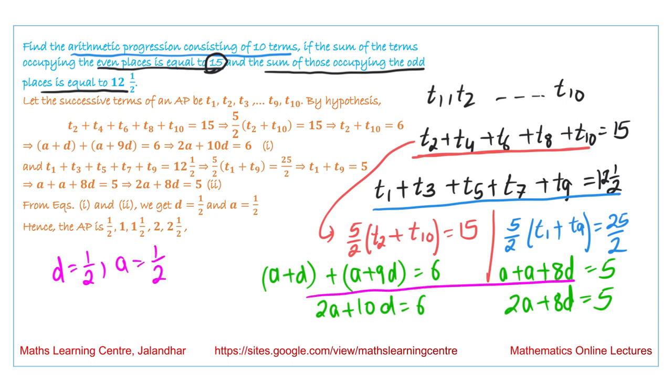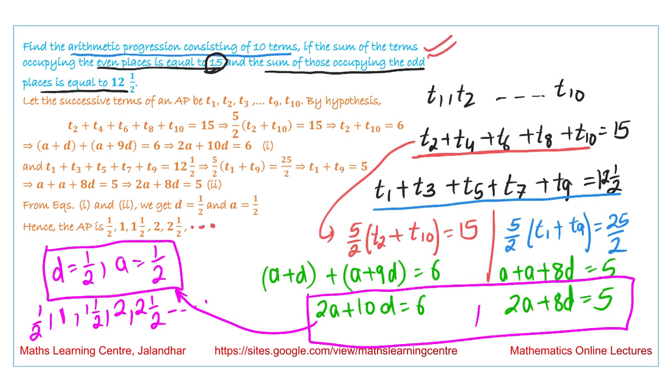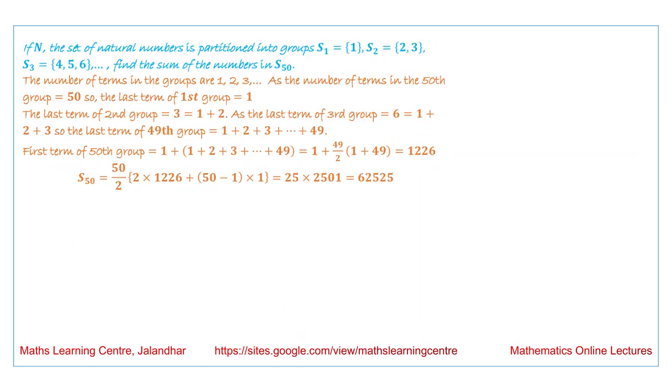We have these two equations, and if we solve these two equations, we will obtain the value of A and D. So the AP we obtain, A is 1 by 2, D is 1 by 2, so the next term is 1, then 1 whole 1 by 2, next is 2, next is 2 whole 1 by 2, and so on. So this is the required AP which satisfies the given condition.